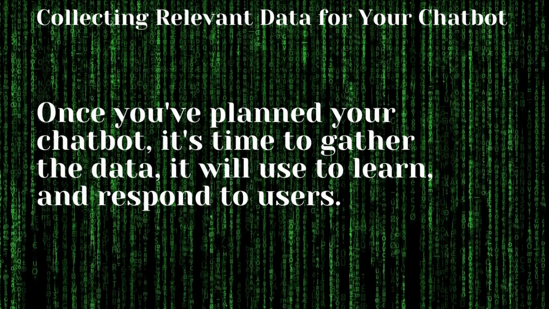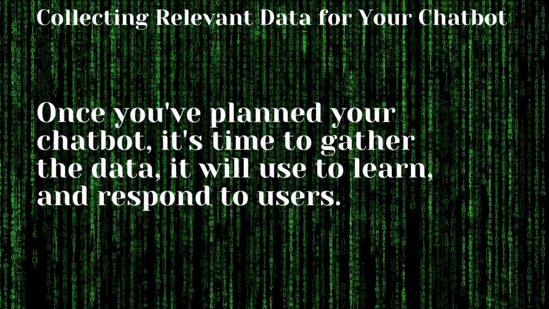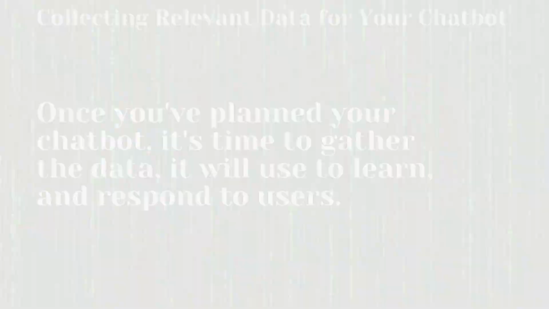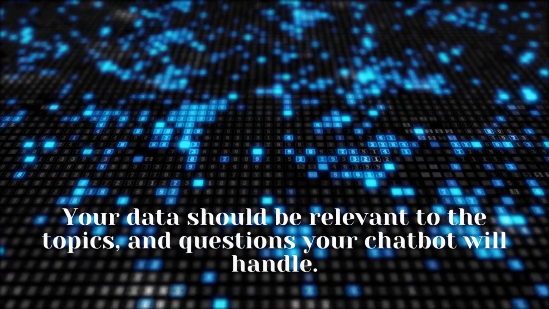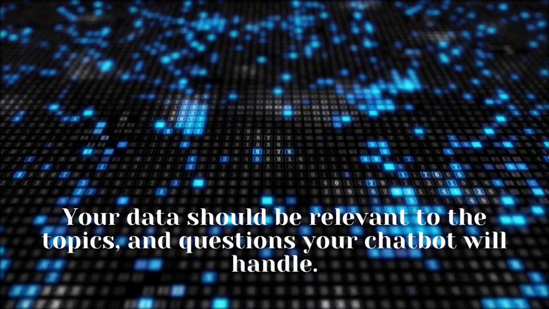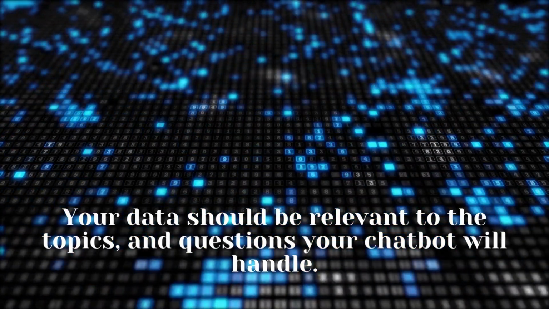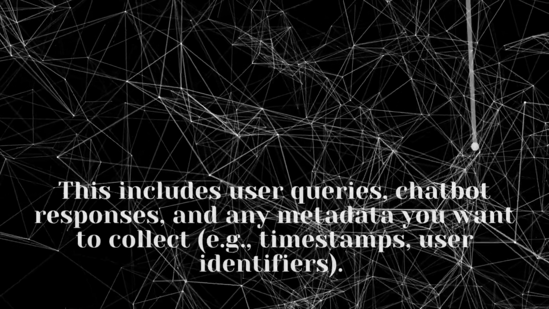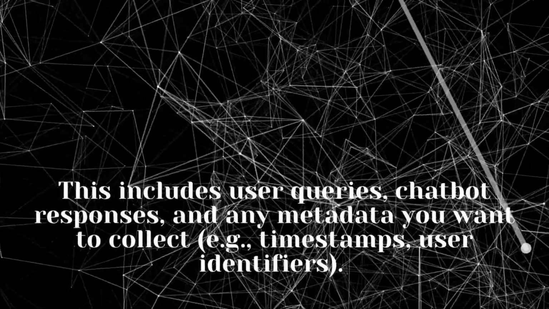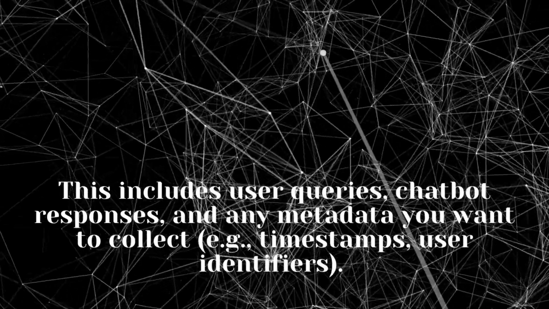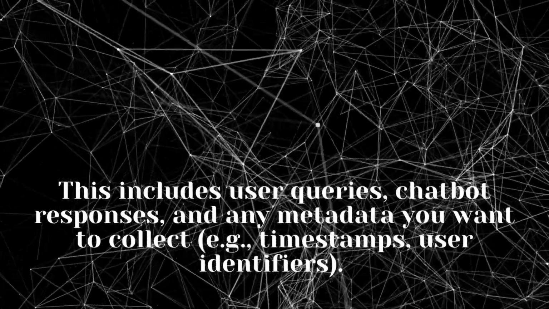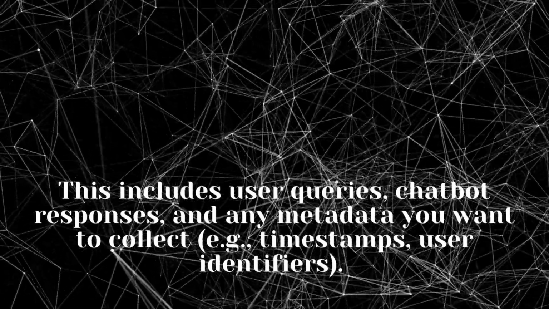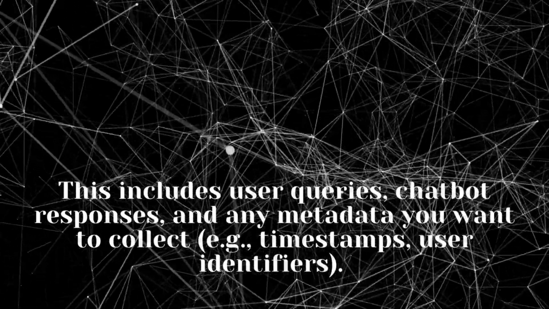Collecting relevant data for your chatbot. Once you've planned your chatbot, it's time to gather the data it will use to learn and respond to users. Your data should be relevant to the topics and questions your chatbot will handle. You'll also need conversational data for training ChatGPT. Clearly define what type of data you need to train and improve your chatbot. This includes user queries, chatbot responses, and any metadata you want to collect, e.g., timestamps, user identifiers.